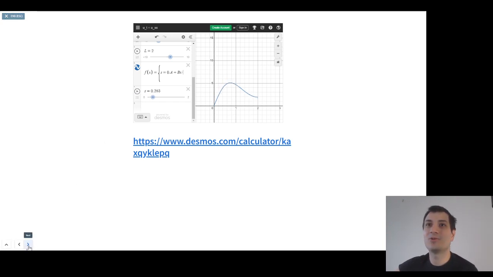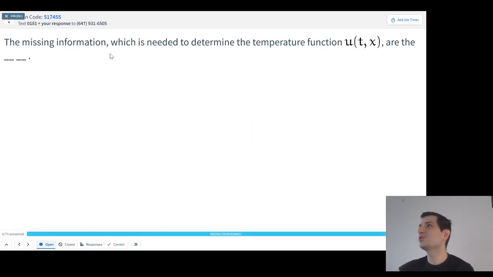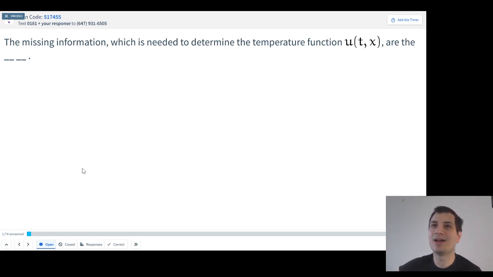Okay. So what was missing? That's the next top hat question. What was missing? The missing information, which is needed to determine the temperature function, are the blank blank. And you have to tell me what blank blank is. So you should have an idea of what this is from the video the other day.